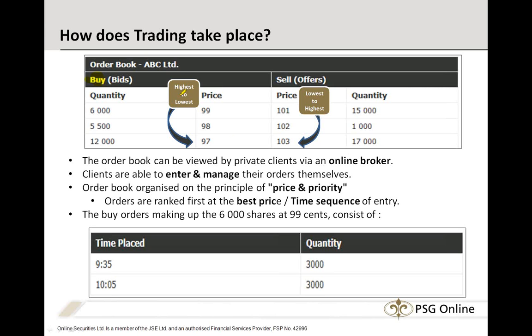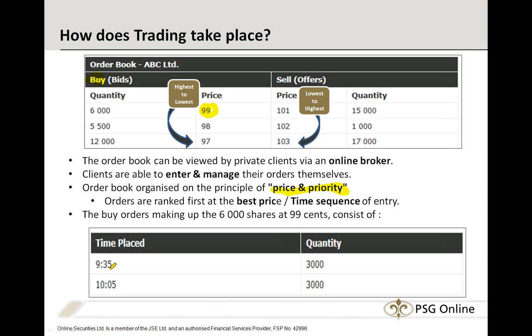So that's the first thing, how the book is set up. Secondly, it's organized along the lines of price and priority. So it's price first, best price. So 99 cents is the highest buyer, and 101 cents is the lowest seller, okay. But now this, for example, 99 cents is also based on time. That's made up of two orders. They're both 3,000 shares. Those are the number of shares to bid. Okay, but it's also time stamped. The first order came in at 9:35. The other one came in half an hour later.